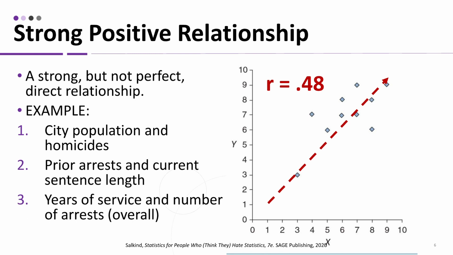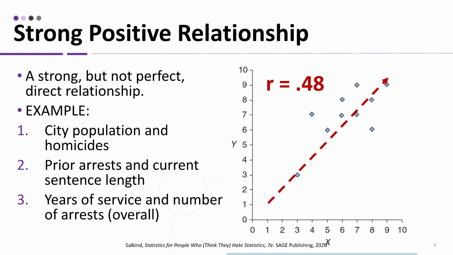Some examples where we might see a strong positive relationship in the criminal justice world: if you look at city population and homicides, most often you're going to get a pretty direct correlation between population and homicides. As population goes up, and that would be the X value, because the number of homicides isn't going to determine the city's population, right? I guess it would affect it to a certain degree by decreasing it, but as the city population increases, we look to see where homicides go.